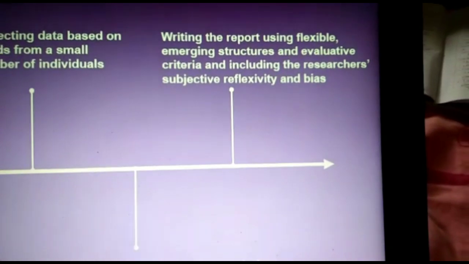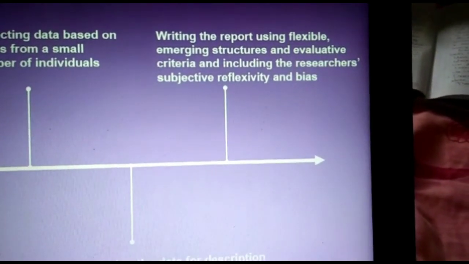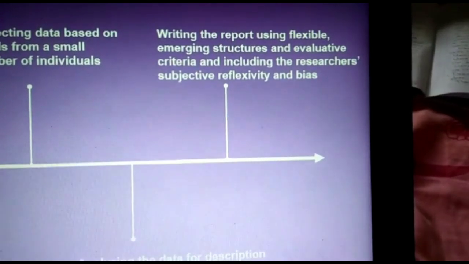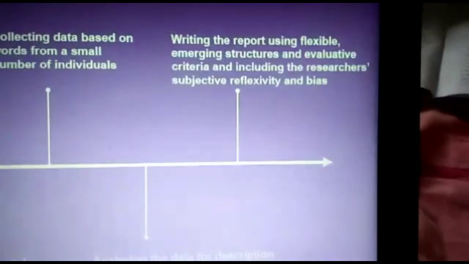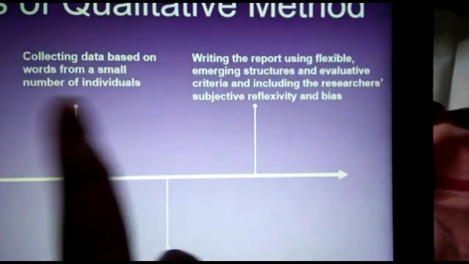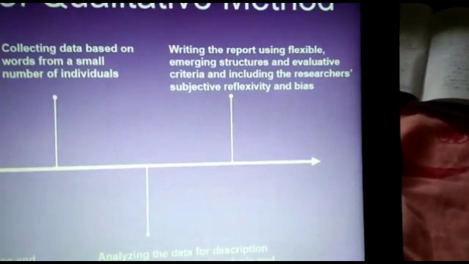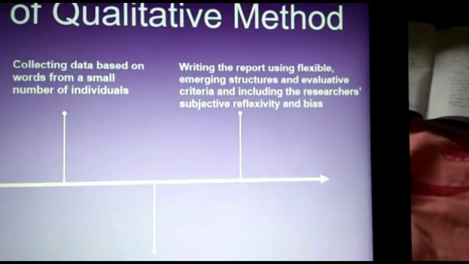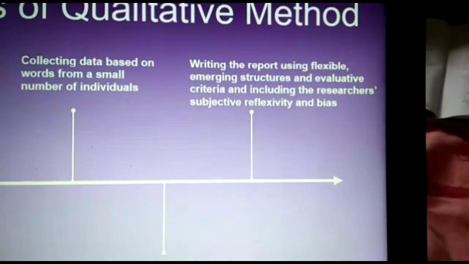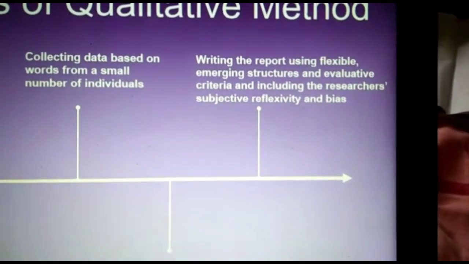And the last is writing the report using flexible, emerging structures and evaluative criteria, and including the researcher's subjective reflexivity and bias. So after collecting the data, the researcher will start to write the report and will make their perception about the research.